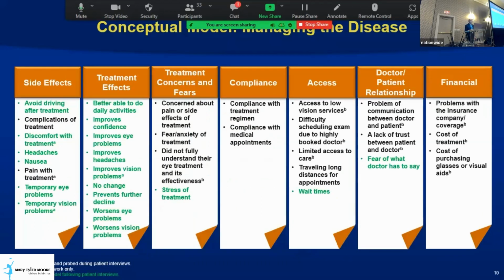The managing disease domain highlights the complexity of managing these patients. I think I'll highlight the treatment effects here, where a broad range of concepts emerged from our patients with worsening vision or eye problems, no change, or improved eye problems and vision.